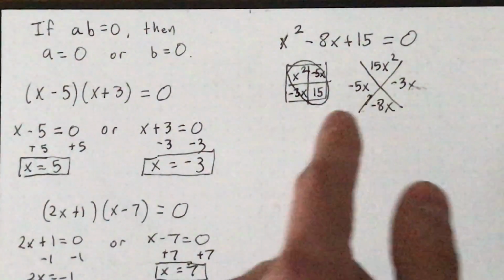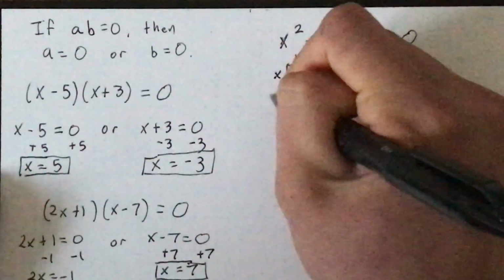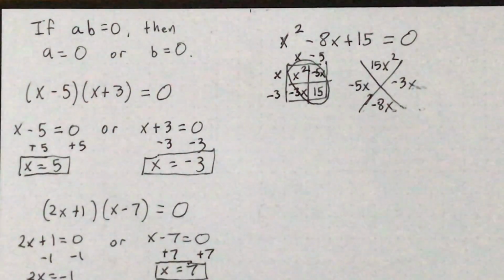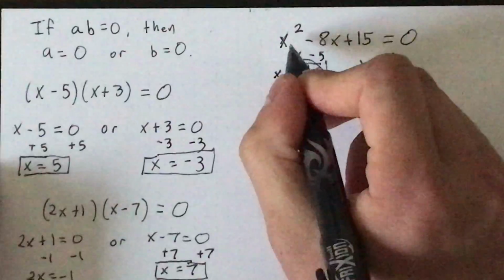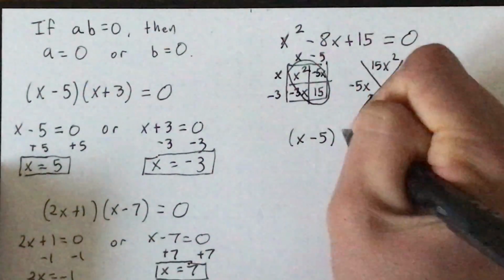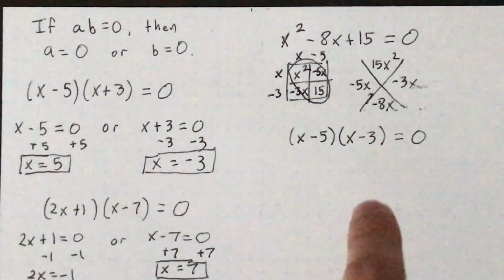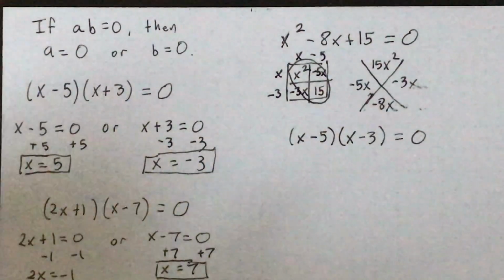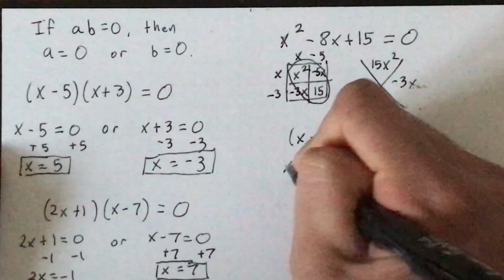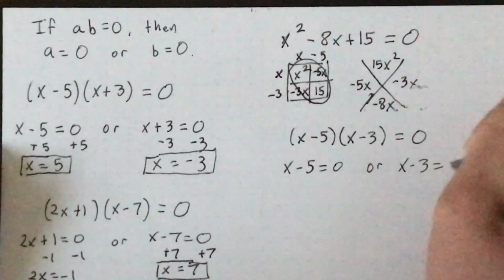And then let's fill in the outside. x times x is x squared, negative 5, negative 3. So the length is x minus 5, the width is x minus 3. So now we can turn x squared minus 8x plus 15 into x minus 5 times x minus 3 equals 0. Now, how do we do this? Let's use the zero product property. That means if two numbers multiply to equal 0, one of them is 0. So x minus 5 is equal to 0 or x minus 3 is equal to 0.